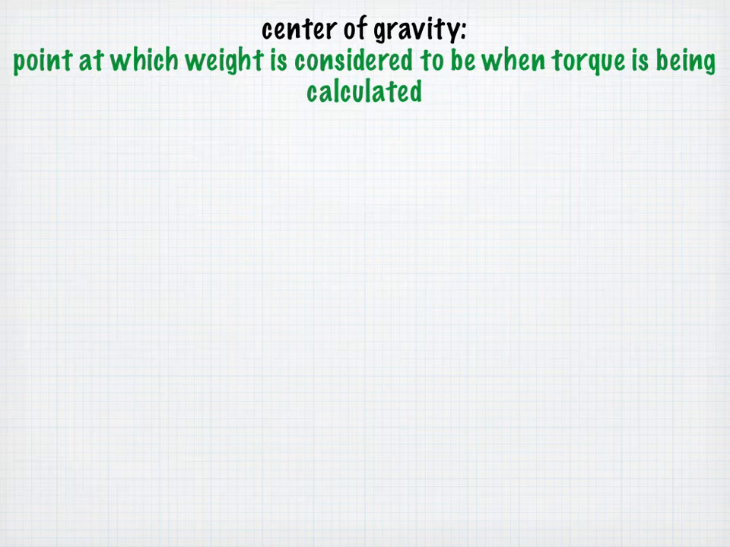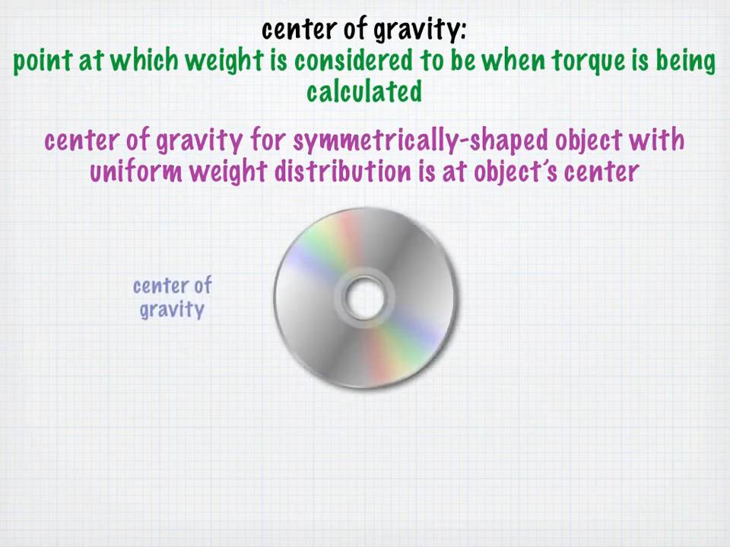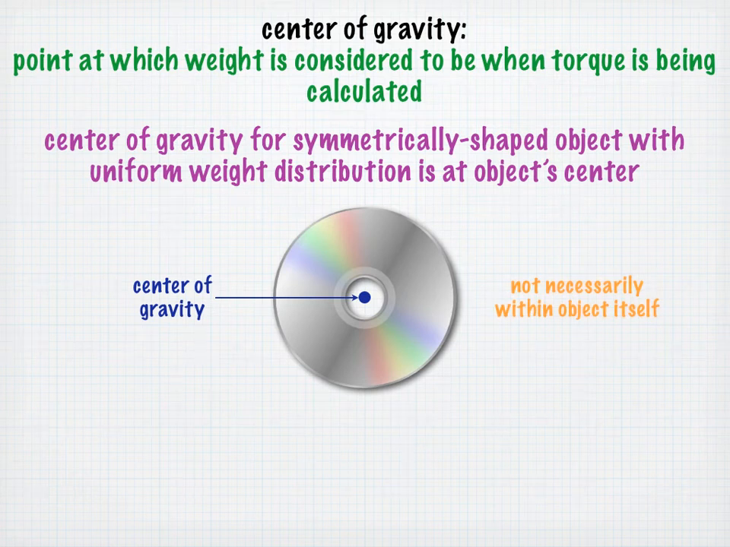Remember that a torque is the result of a force, and the weight of an object is a force. The object acts as if all its weight is at this point. The center of gravity for a symmetrically shaped object, whose weight is distributed uniformly, is located at the center of the object, even if the center of the object is not within the object itself.